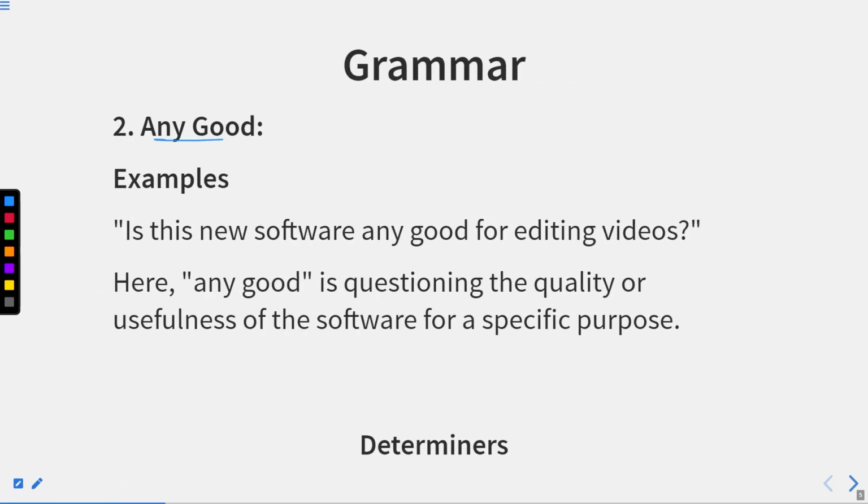We have another phrase that is any good. For example, is this new software any good for editing videos? It means I am asking or confirming from someone whether the new software is good, or is better to use as compared to the other one. Here any good is questioning the quality or usefulness of the software for a specific purpose. So this is how we can use the phrase any good. Now let us move further.